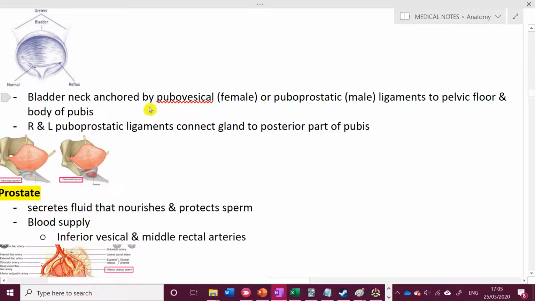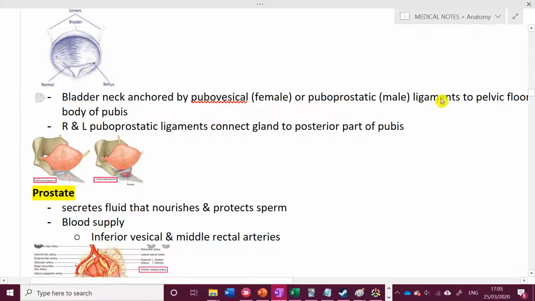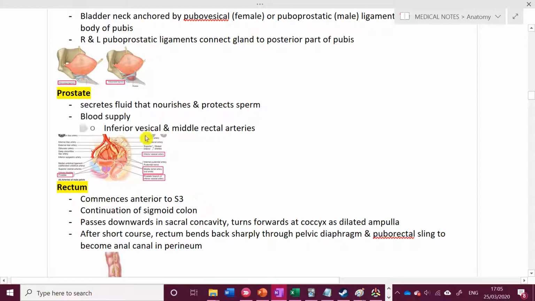The bladder neck is anchored by ligaments: in the female it's the pubovesical ligament, and in the male it's the puboprostatic ligament. It anchors the bladder neck to the pelvic floor and the body of the pubis, which is the anterior bone of the pelvis. The prostate secretes fluid and nourishes and protects sperm. That's its function.